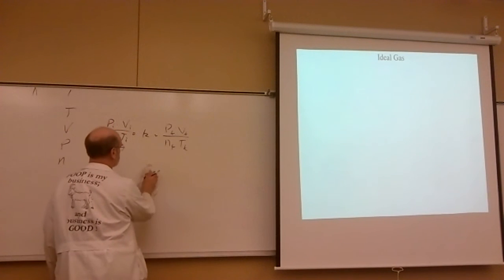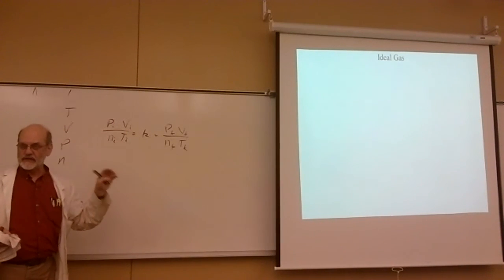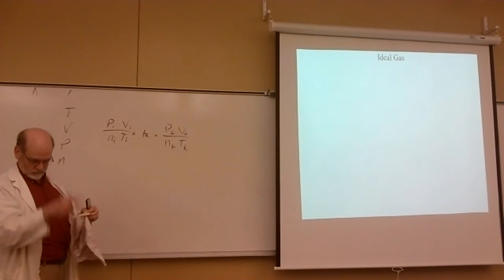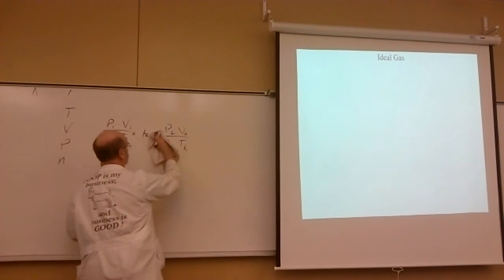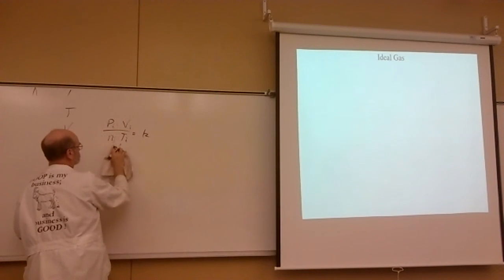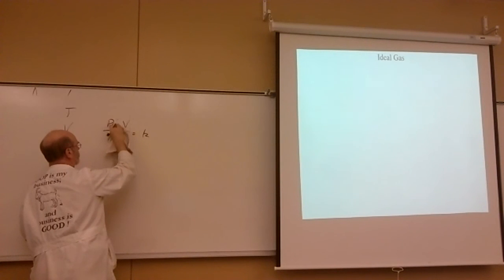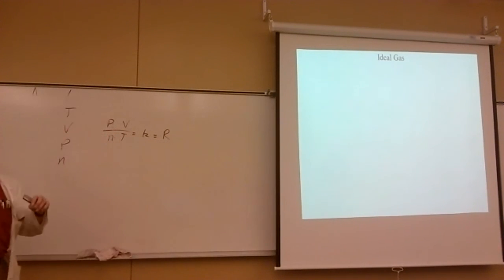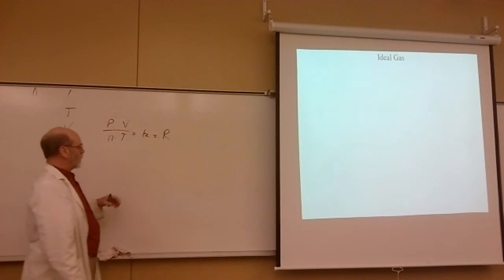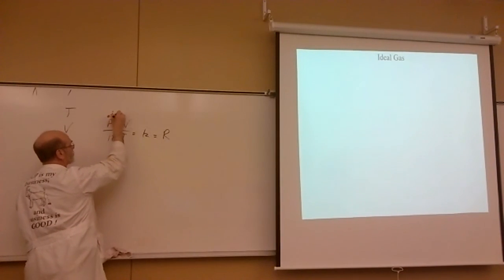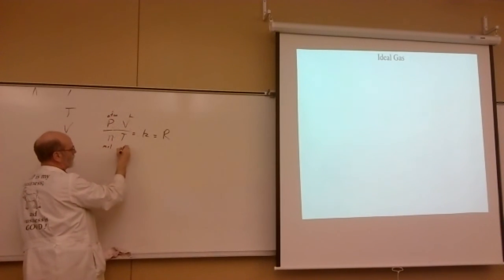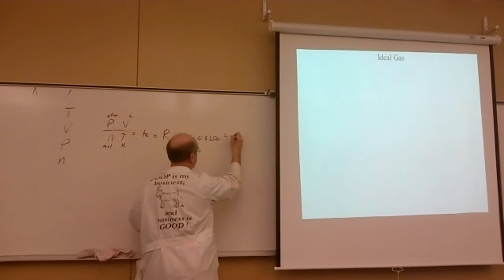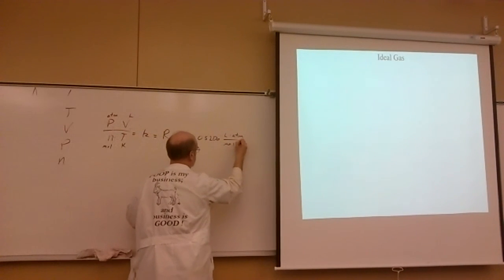Now notice, these are the laws, you can use these as long as you know before and after conditions. Right? But what if you don't know before and after conditions? What if you just know right now what it is? Like that. Well, we give that constant a special value called R, the universal gas constant. And we know that if pressure is in atmospheres, volume is in liters, this is moles, this is K, then R is going to be equal to 0.08206 liter atmospheres per mole K.